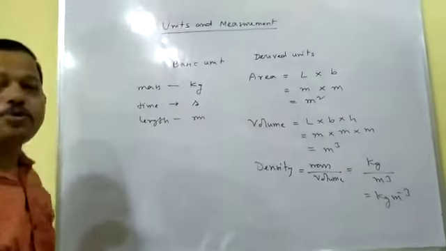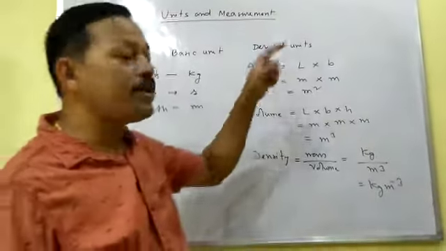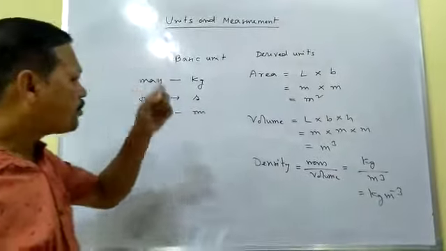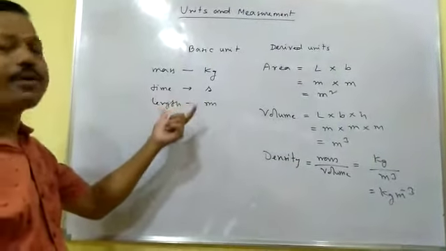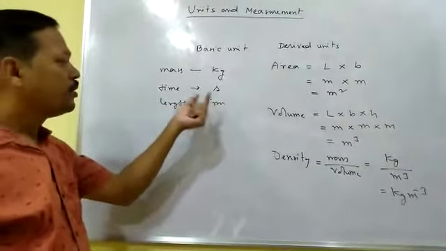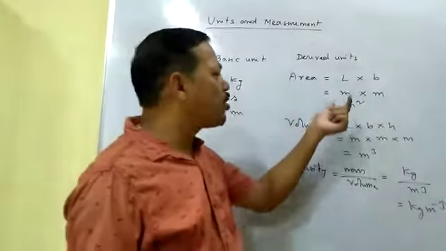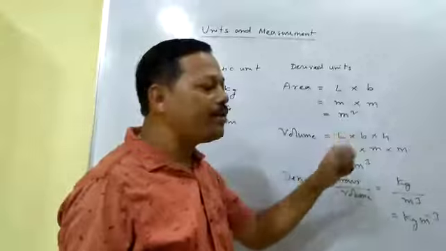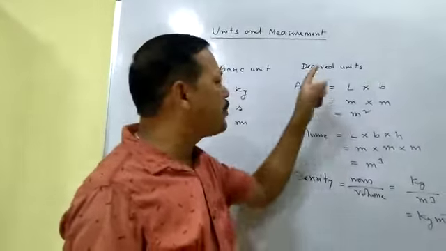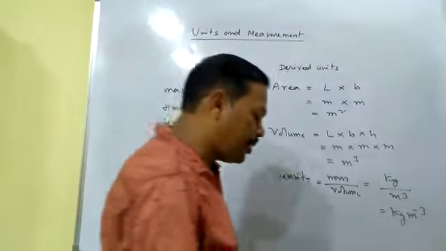So, there are two types of units. Some are called basic units, some are called derived units. Those units which are obtained directly are called basic units, and those units which are obtained by multiplying or dividing the basic units are called derived units.